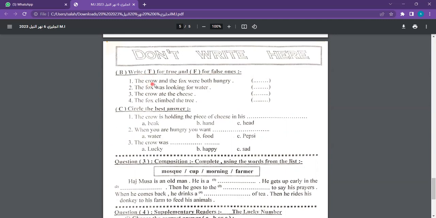Yalla, let us check this sentence. If it is true, I will write T. If it is false, I will write F, okay? Number one, the crow and the fox were both hungry. Is it true or false? True. Very good. We will write true here.